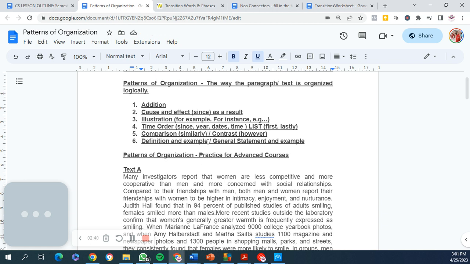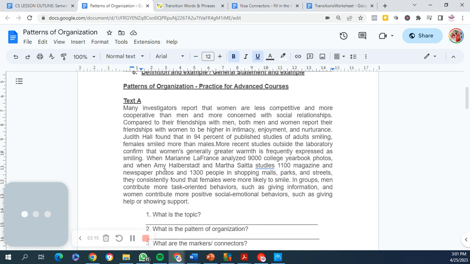Definition and example, or general statement and example, they're patterns of organization which many times are combined with the ones above. Okay, so if you look at your text and your outlines, you'll see many of the paragraphs start with a general statement and then they support it with examples or facts and so on. Great. So I just want to do the first exercise with you, and then you can do all the rest on Nearpod.